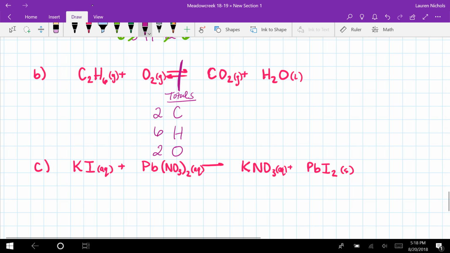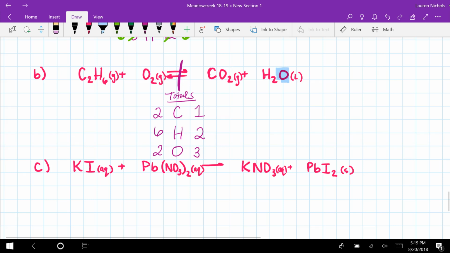On the product side, we have 1 carbon, 2 hydrogens, and here's the trick. Here we actually have 3 oxygens because oxygen is in 2 different places. It's right here and right here. So 2 plus 1 give me 3. That's actually something that a lot of people miss, so it's important to note.